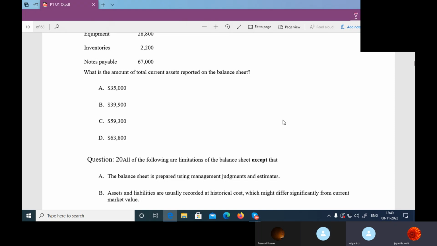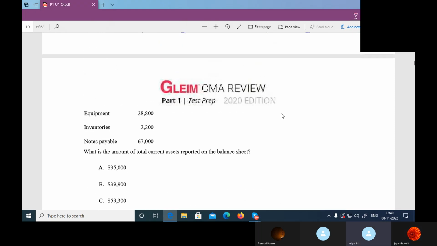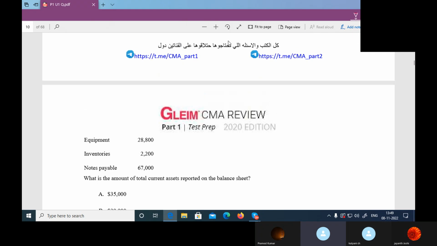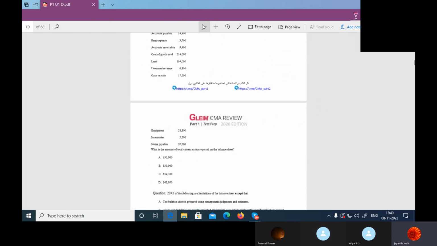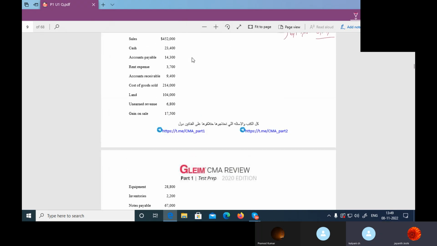Sir, can you show me in one page? Yes, madam. Madam, you're asking for one page, but if I show it like this, you are not able to see the side. Okay, sir. Yeah.